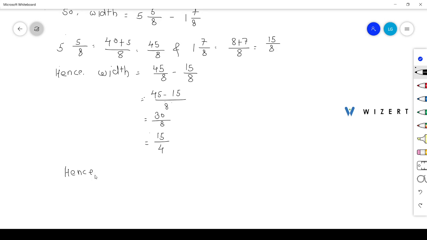Hence, width of Mr. Simpson's house is 15/4 feet. Hence our correct option is option C, which is 15/4 feet.